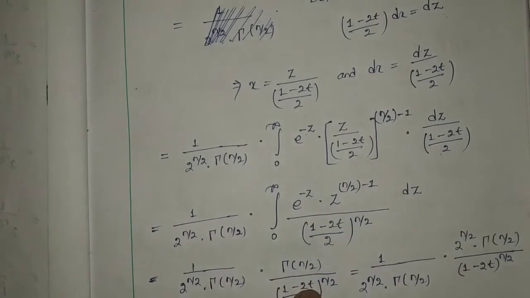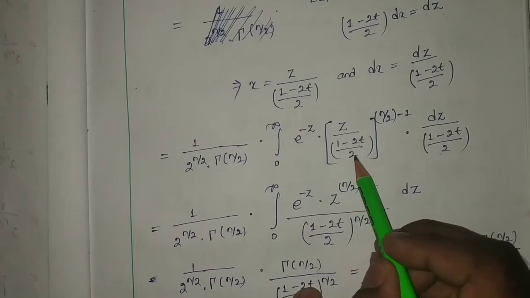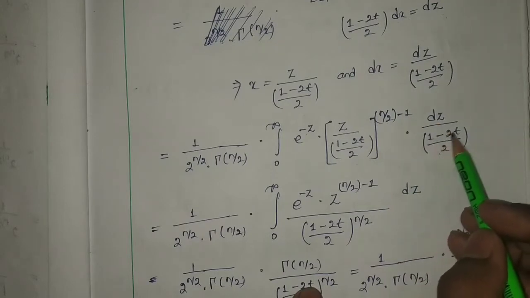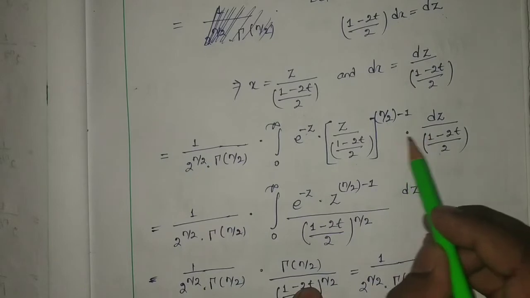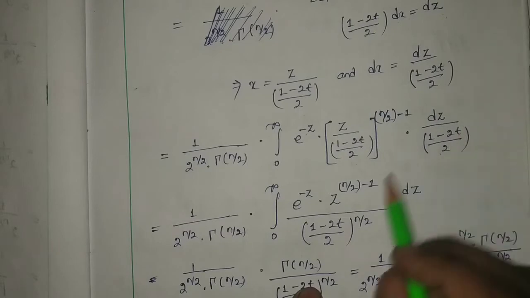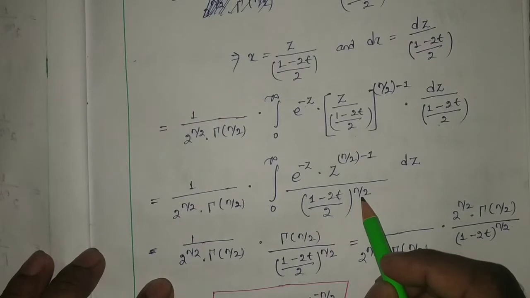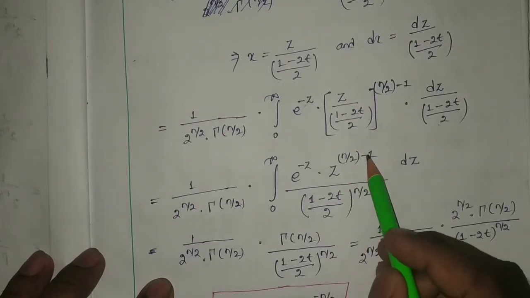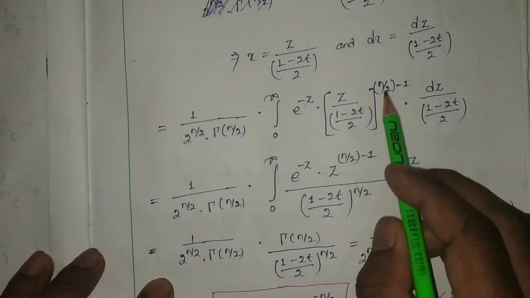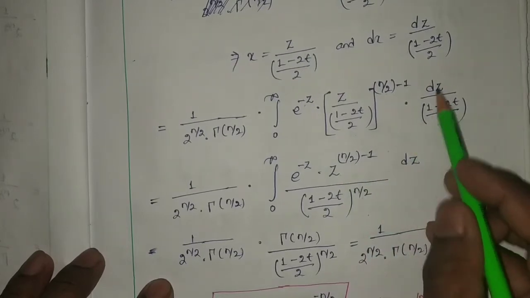Carefully you have to watch. Here you can see in your denominator we have 1 minus 2t by 2 to the power n by 2 minus 1, right? Here also 1 minus 2t by 2 is there. So if I add the power, then I am going to get minus 1, and plus 1 gets cancelled. We are going to get only 1 minus 2t by 2 to the power n by 2. Okay, so here z to the power n by 2 minus 1, dz, right?